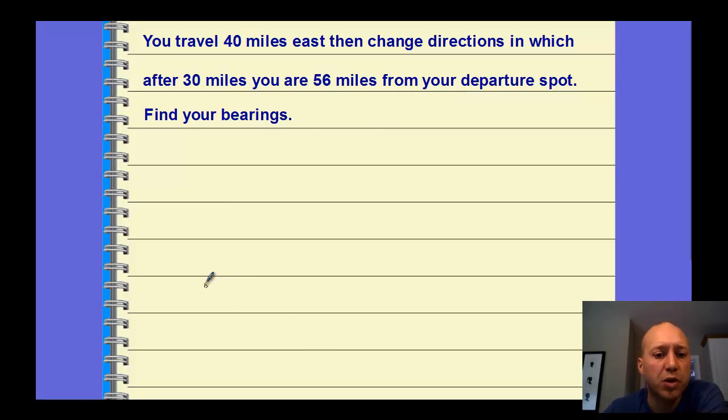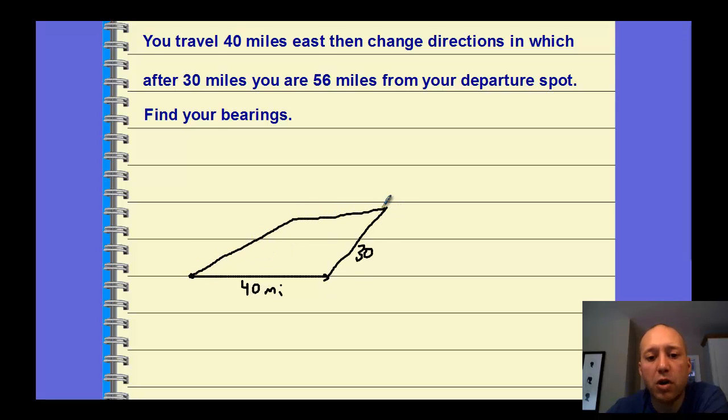Good application problem. You're traveling 40 miles east. So if we start here and go east 40 miles, and then you change directions. It doesn't say northerly or southerly, so you can make a choice there. I'm just going to go northerly here and then drive 30 miles. It doesn't say if I'm coming back towards the beginning or away, so I'm not quite sure. And then you end up 56 miles away from your starting spot.